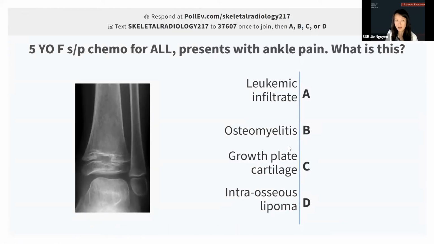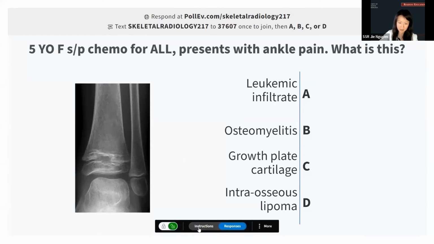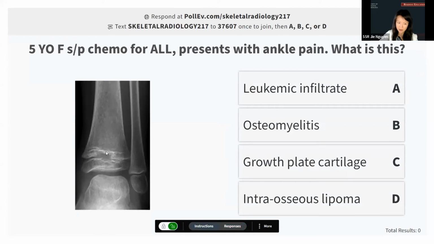Okay, so now I have a 5-year-old female, status post chemotherapy for leukemia, presenting with ankle pain. And what is this? I'll point to it right here. This little area, right in this region. So we have a single view of the ankle in a skeletally immature patient. There's no fracture.